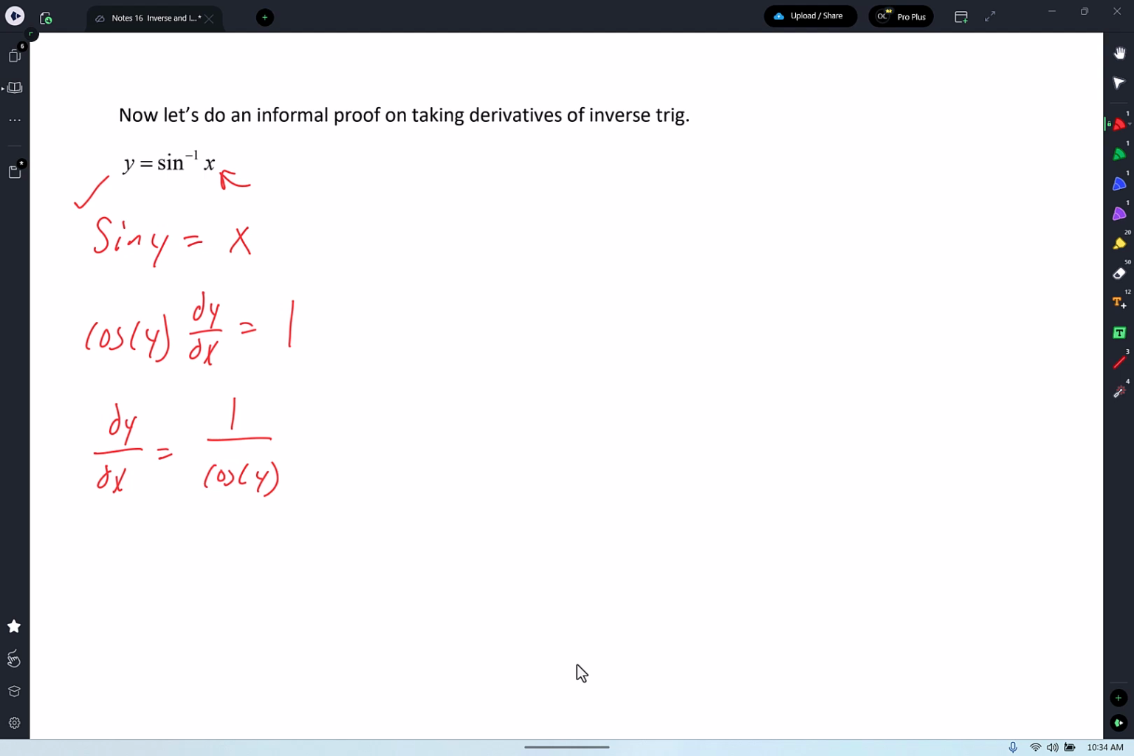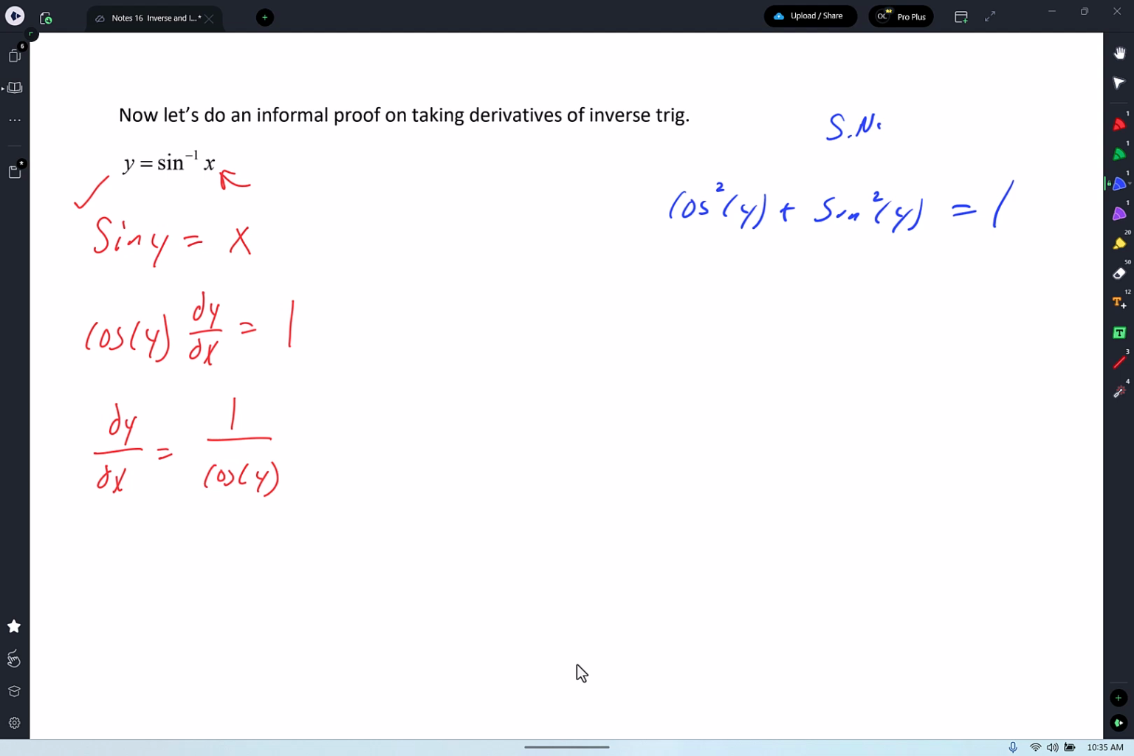Here's the problem. I do not want my derivative in terms of y. I want it in terms of x. So we're going to go back. Side note: the only thing that's going to help us here is the Pythagorean identity. Do you guys remember it? What is it? Cosine squared plus sine squared equals 1. Keep the argument. I have a y, so I put y's on it.